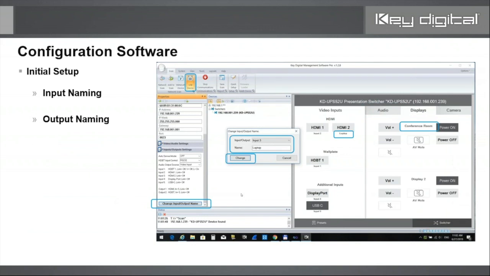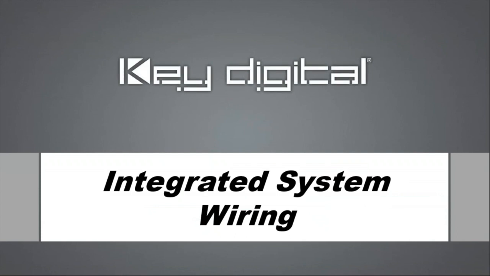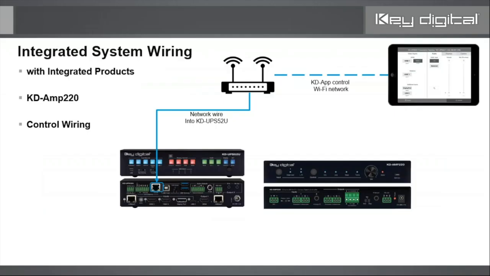Now we continue the initial setup, and we can also apply input names and output names. For example, for HDMI 2, we see the text laptop, and on the displays, we see conference room. So we can name these inputs and outputs in the Key Digital management software. Now our system, our switcher, knows about the integrated system components so that it will build the system for you without any programming at all, just a few checkboxes and selection boxes. So here we see integrated system wiring.